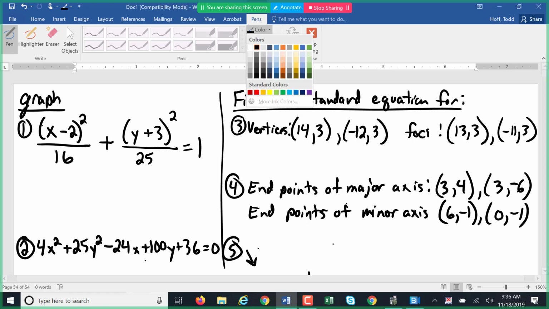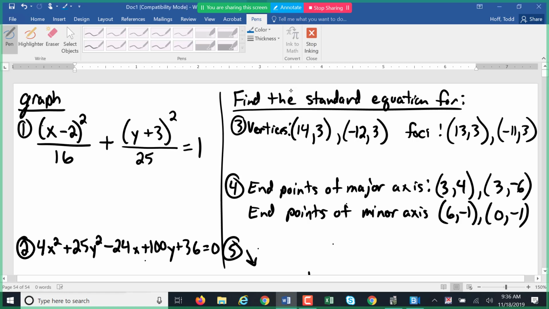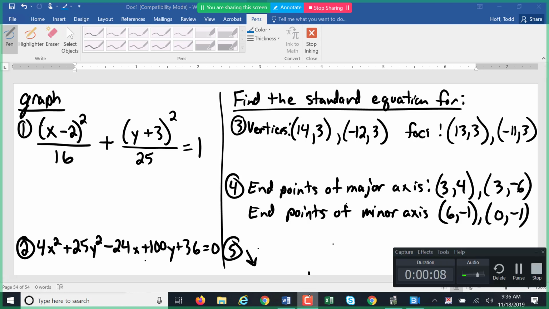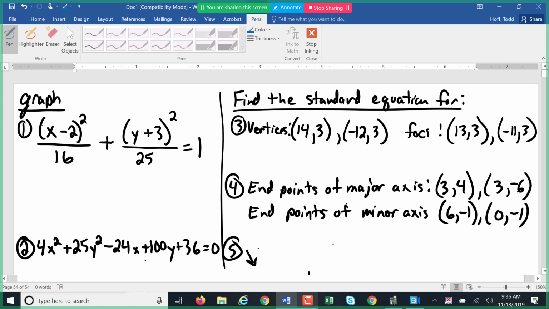I realize you might not be completely done with these yet, but let's go ahead and take a look at them, see how you've done on them so far. The first two here are graphing, and of course these are ellipses. That's what we were working on last Wednesday.